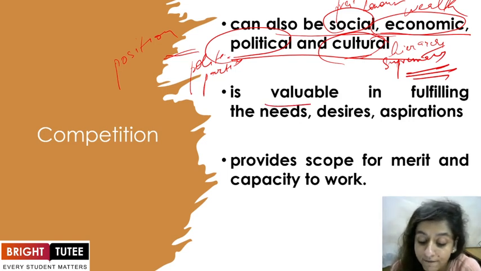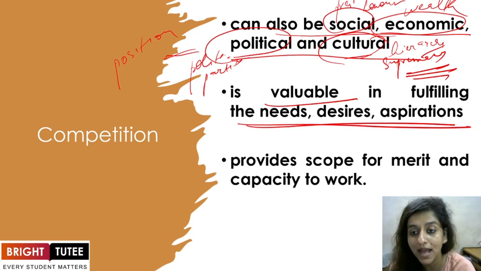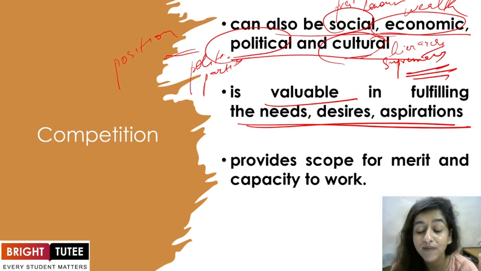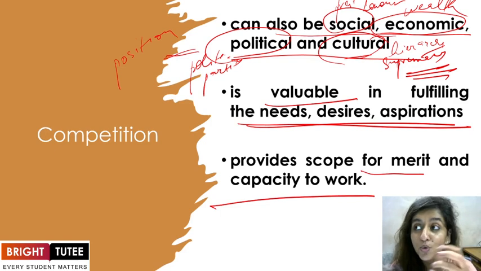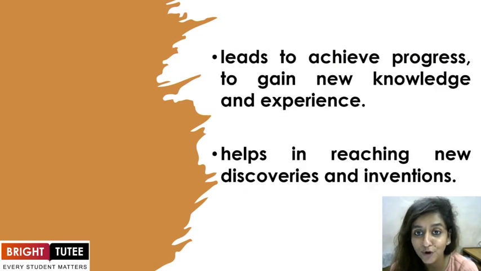It is valuable in fulfilling the needs, desires and aspirations. Definitely it has a positive impact as well, wherein it is valuable in fulfilling the needs, the desires, the aspirations of the people around. It provides scope for merit and capacity to work. You are able to evolve, to understand your abilities, and you have this capacity to work and get merit for all of these.